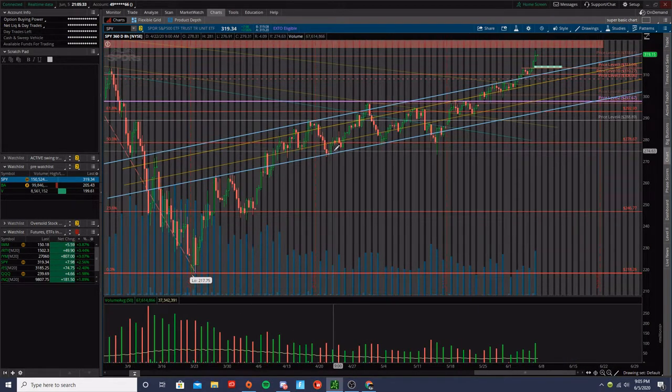And then we ended up rallying back up. We had a fake breakout above this upper trend line, and then we dropped right back down to this lower range, which was 297 to 278. So what was that? 277, a 20-point drop from there.